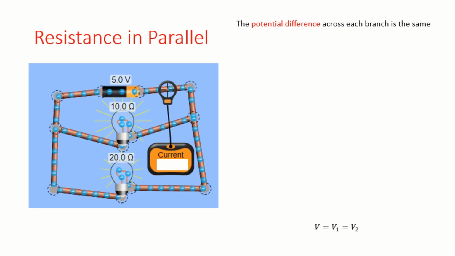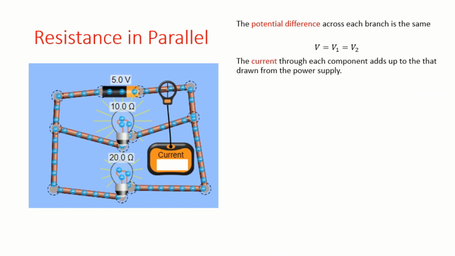Okay, so the potential difference V is going to be equal to V1 is equal to V2. And if we're looking at this circuit, you'll notice we've got an EMF of 5 volts in my battery. And that means that if I were to measure the potential difference across either of those lamps, I'd get 5 volts. 5 comes in, 5 comes out. So they each have the same potential difference.